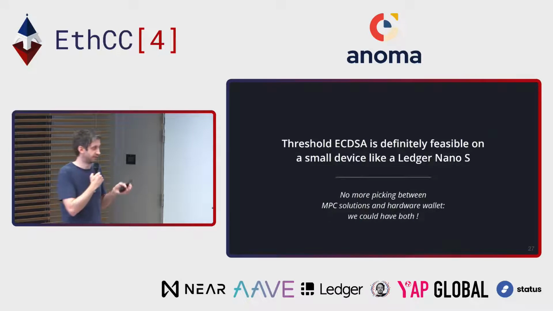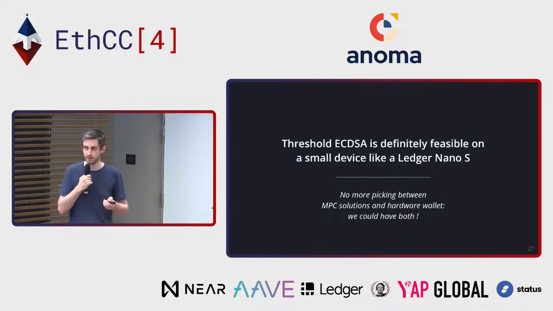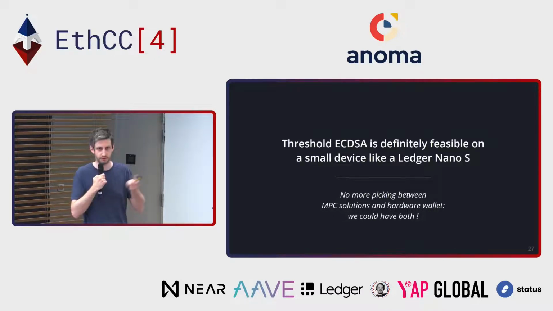So the conclusion is this. Threshold ECDSA looks definitely feasible on a device like a Ledger Nano S. This is something that was worrying just reading the papers. Everything looked either too big or too slow.